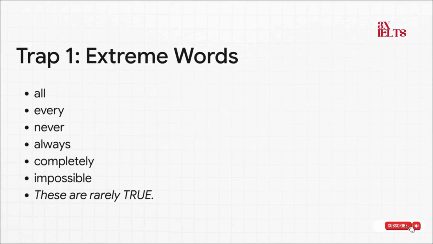The number one trap to watch for is extreme words. These are words that claim something is 100% true or 0% true. Words like all, never, or impossible. Academic texts rarely make such absolute claims. So if you see one of these in a statement, a little alarm bell should go off in your head. The answer is very, very likely to be false or not given.